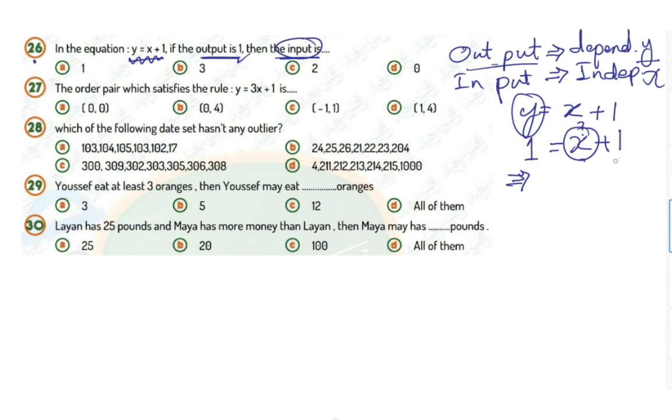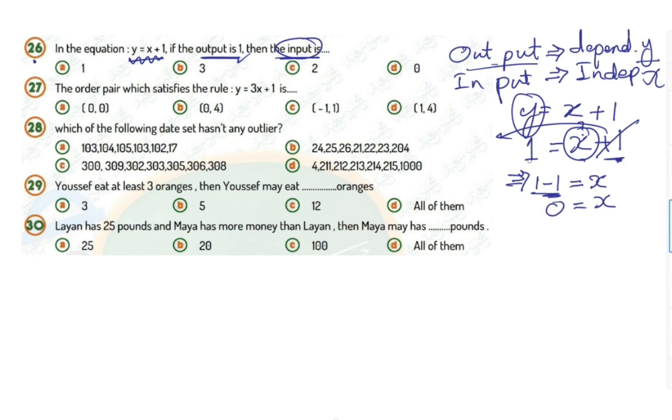Okay, but the problem here is this positive 1, or plus 1. Send this plus 1 to the other side. How? Here we have x and the equal sign. This plus 1, I will send it to the other side as what? As minus 1. So x now equals 1 minus 1 equals 0.